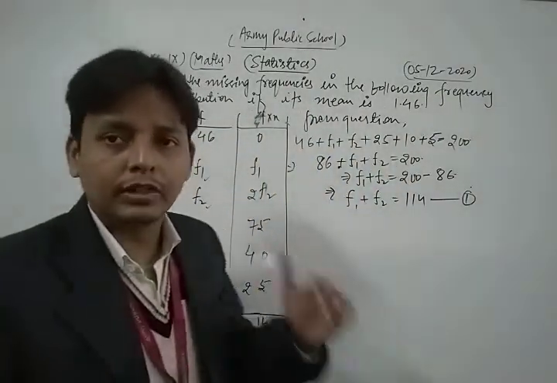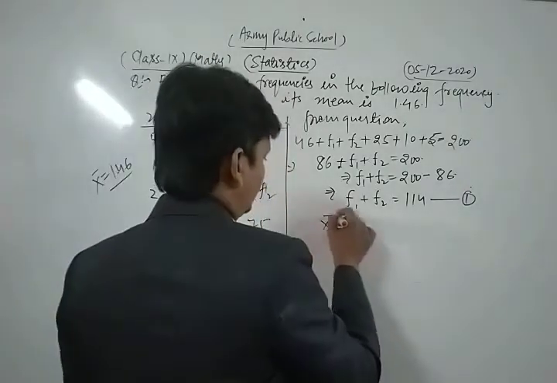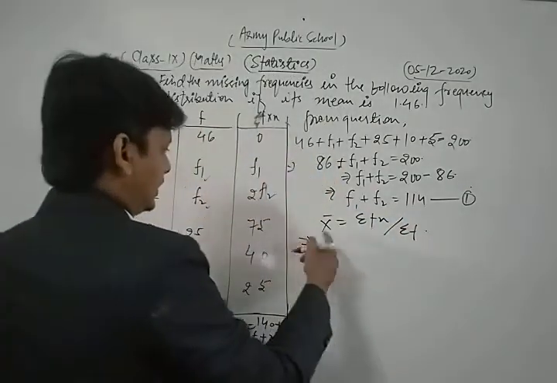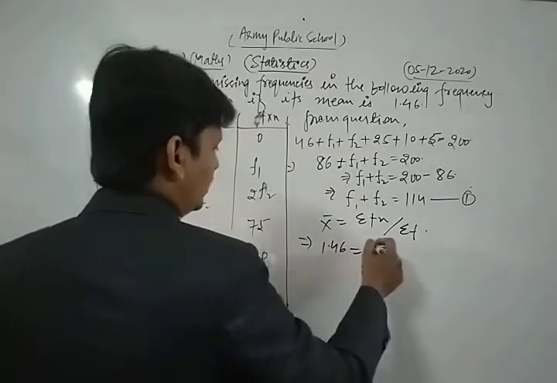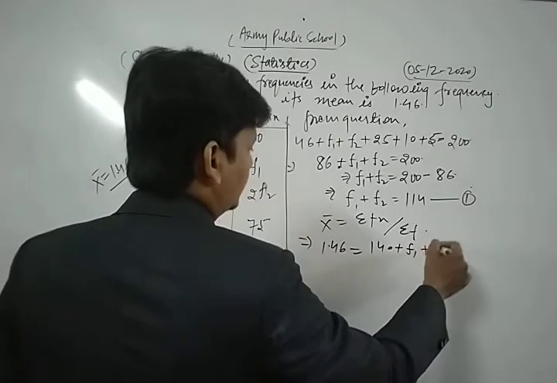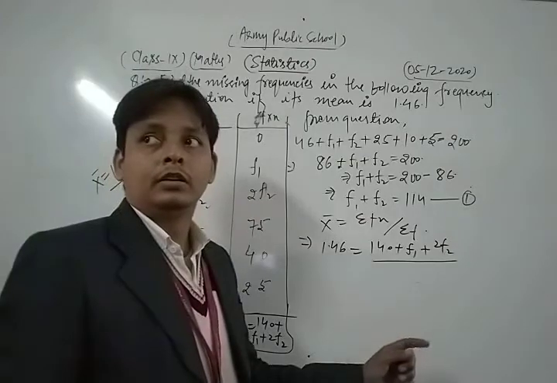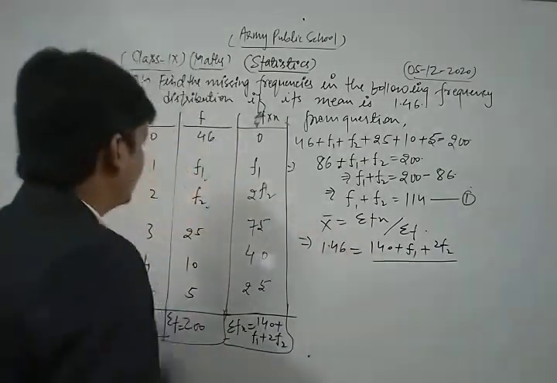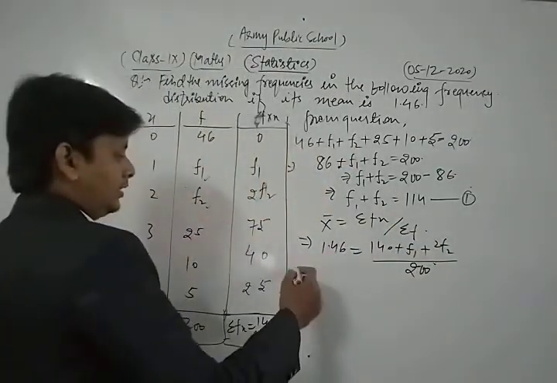Now we apply the formula for mean. Mean is equal to sigma f into x upon sigma f. So we get x bar is equal to 1.46. The sum of this is 140 plus f1 plus 2 f2 divided by sigma f. The value of sigma f is 200. Now let's see its solution.